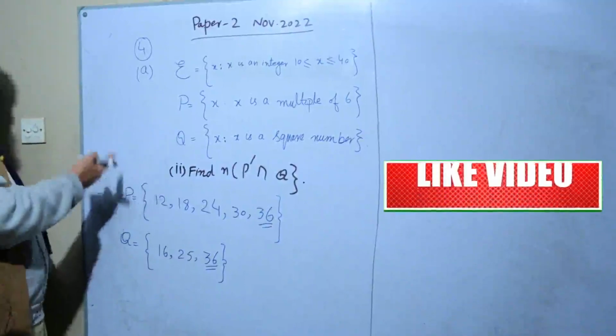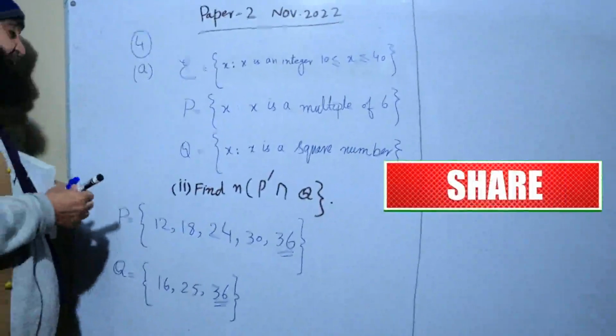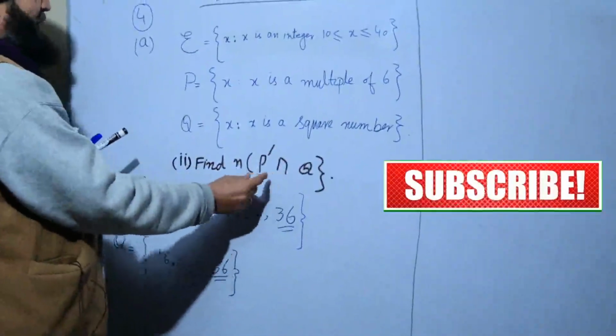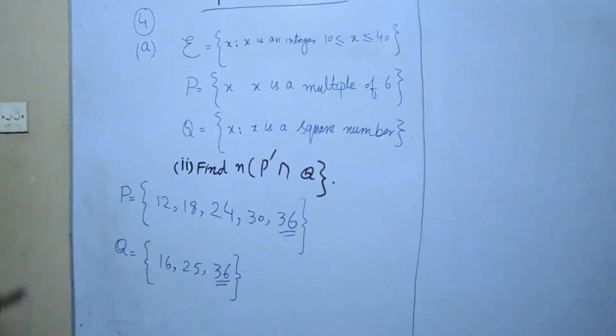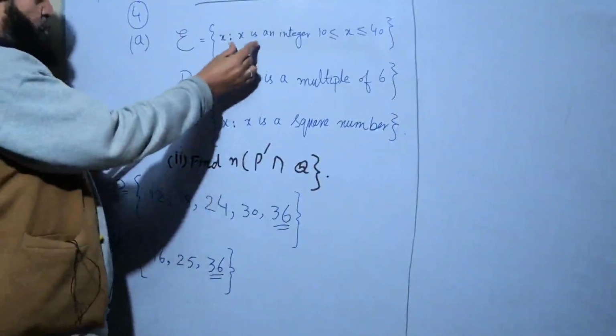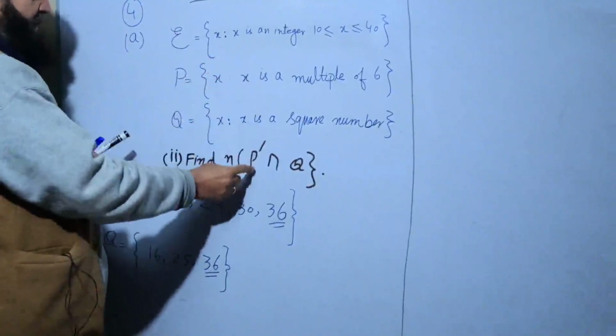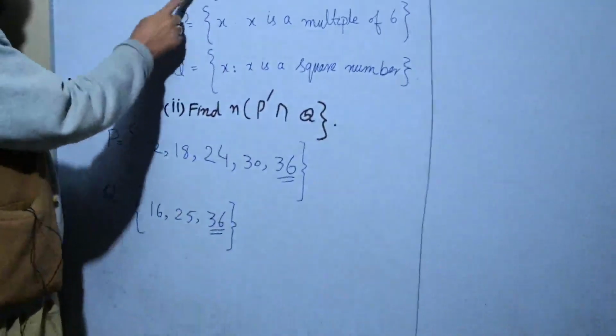So part 2 of this question is, find the number of elements in P dash intersection Q. First we will have to find P dash. P dash is the complement set of P. Complement is those elements of the universal set which are not in P. So we will have to subtract P from the universal set.